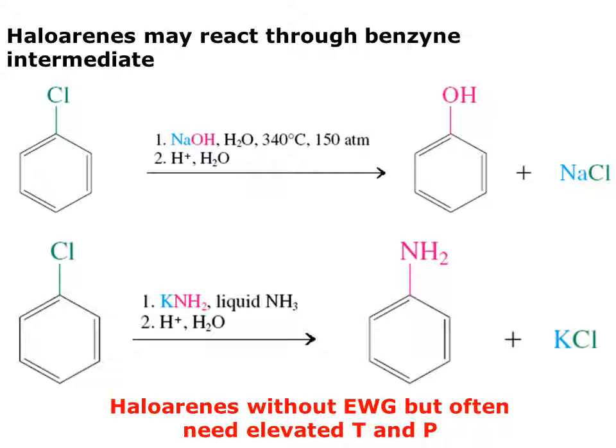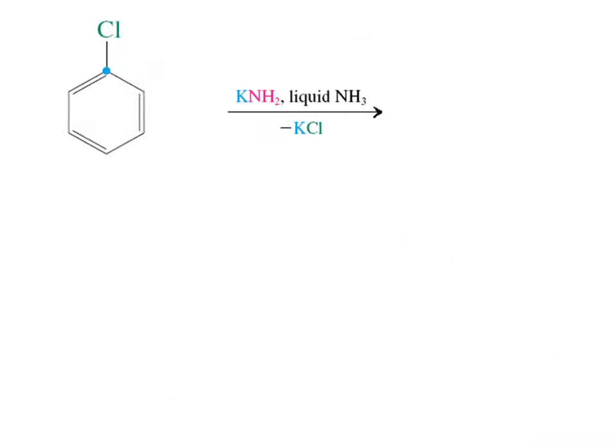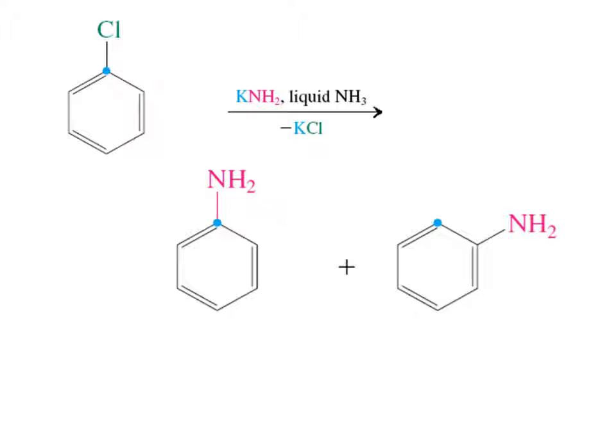Notice here that our conditions are much more strenuous than what we saw in the previous reactions, and it's because we don't have that electron withdrawing group there to help stabilize that intermediate. So when we actually add our new nucleophile, we see that it adds to 2 different carbons. This is actually done using radioactive labeling, making that a C14 atom. And so we can see that certain times the NH2 will be on the carbon that the chlorine was attached to, other times it will be next door.